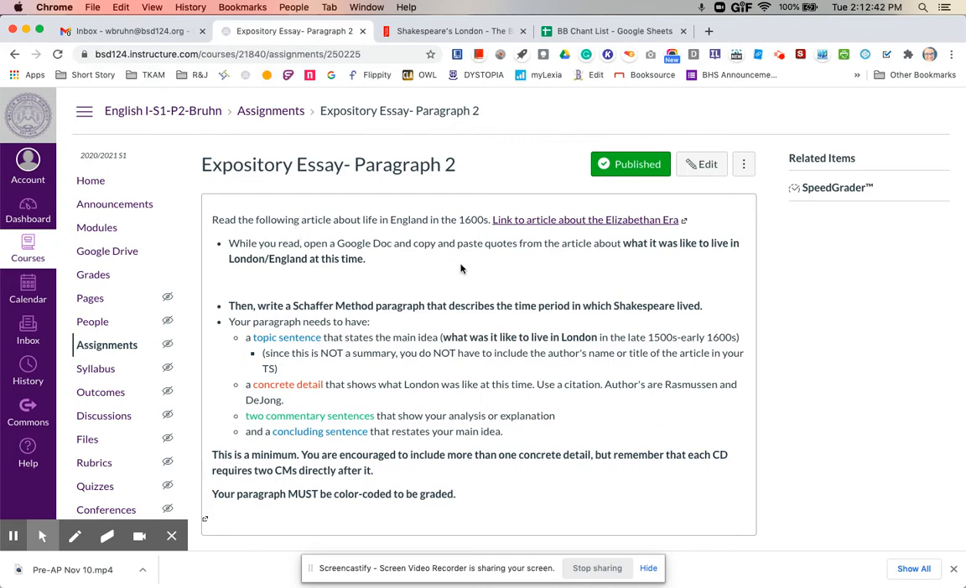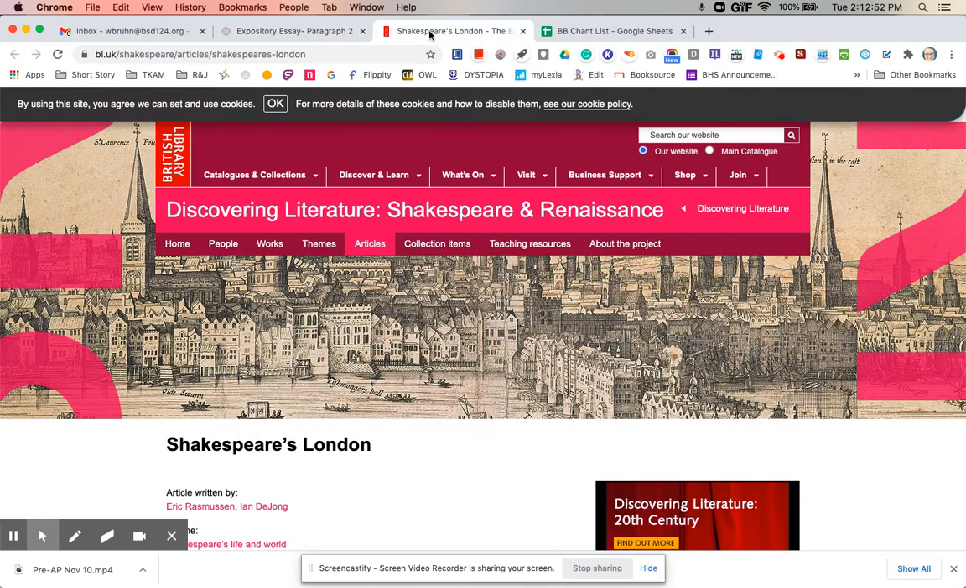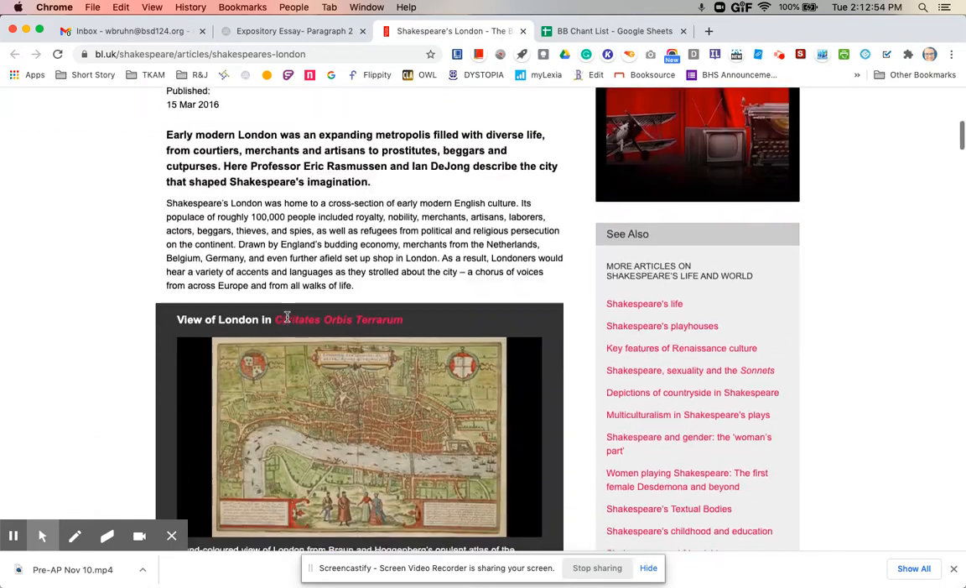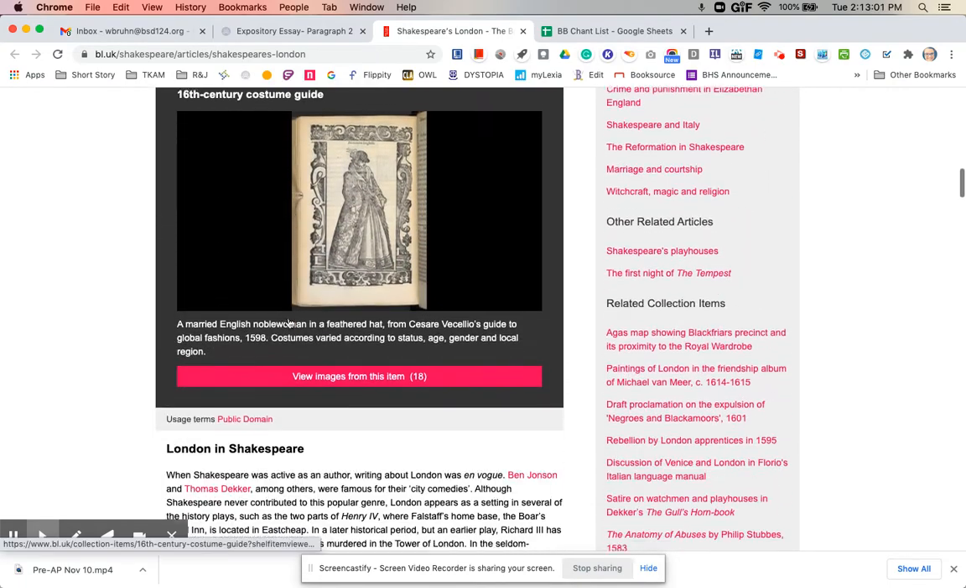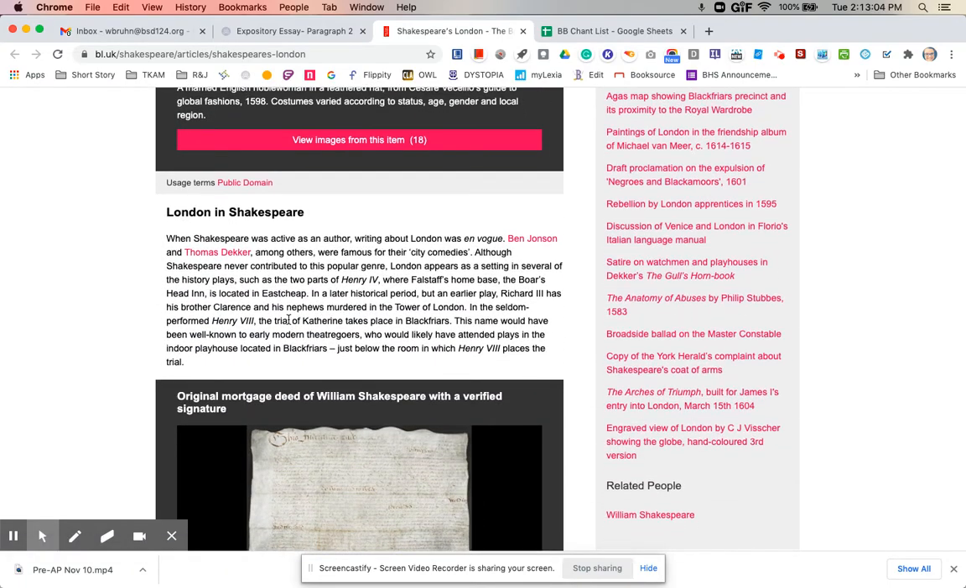from the article. Really make sure that you're focusing on what it was like to live in London or in England at this time. There are some details in the article about London and how London was portrayed in literature. That's really not what we're trying to get at here. What we really want you to focus on is what it was like to live in London. So, like this paragraph right here, I would honestly skip it because it's talking about how London is portrayed in Shakespeare's writing, which is not really what we're focusing on.